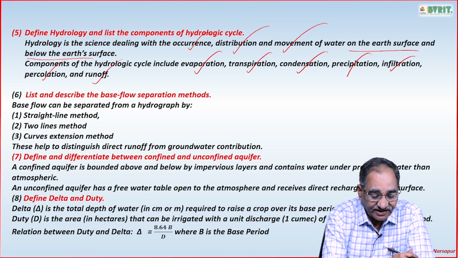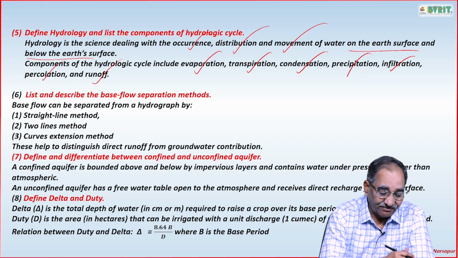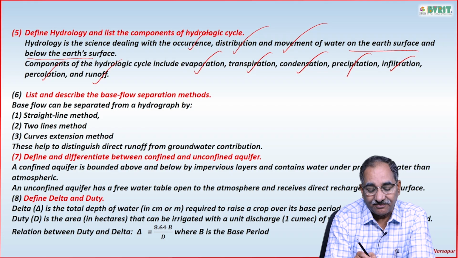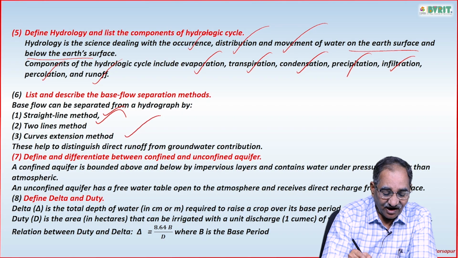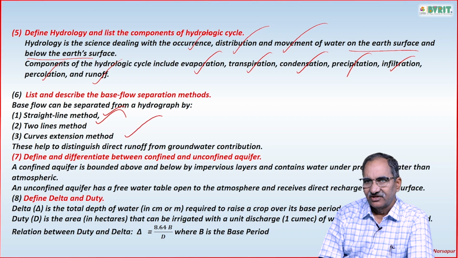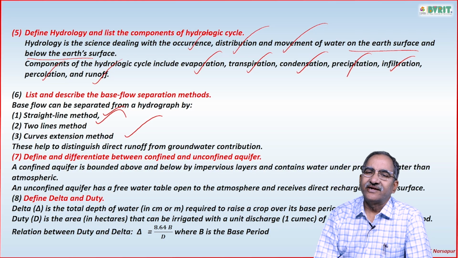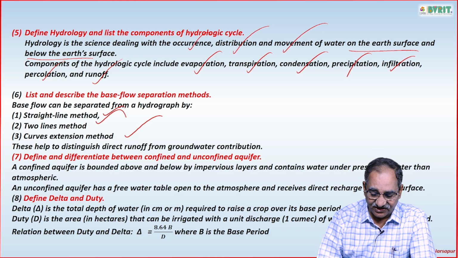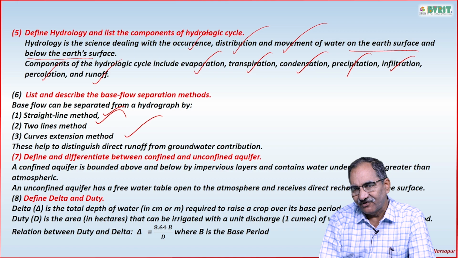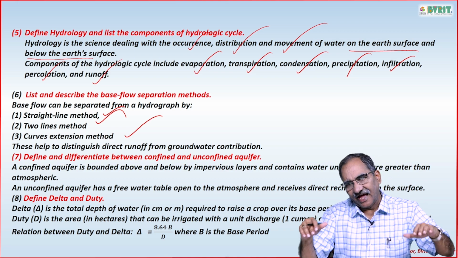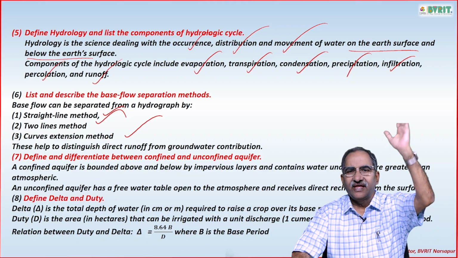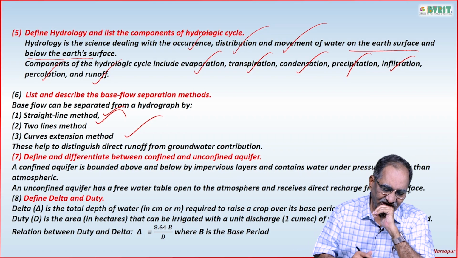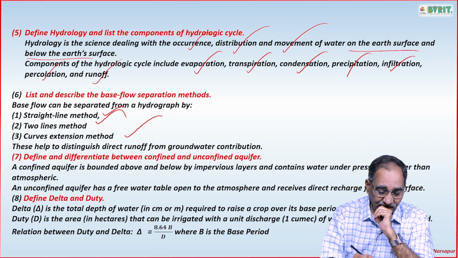List and describe the base flow separation methods. Base flow is separated from a storm hydrograph by using either the straight line method, the two lines method, or the curve extension method. These are the three methods used for base flow separation. Base flow means the groundwater that is removed from the entire storm hydrograph, so that we can find out the surface runoff.